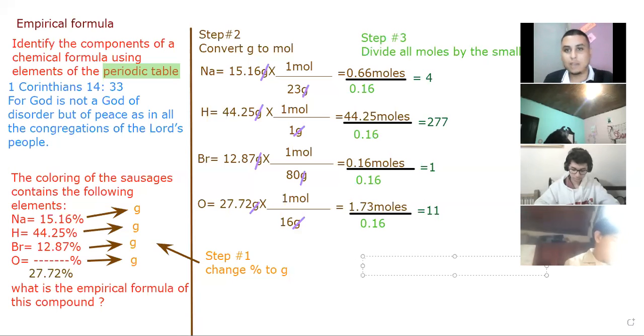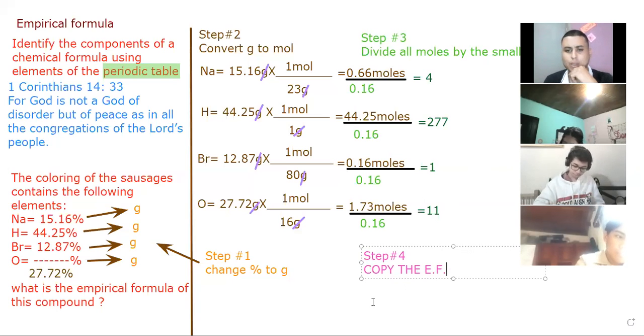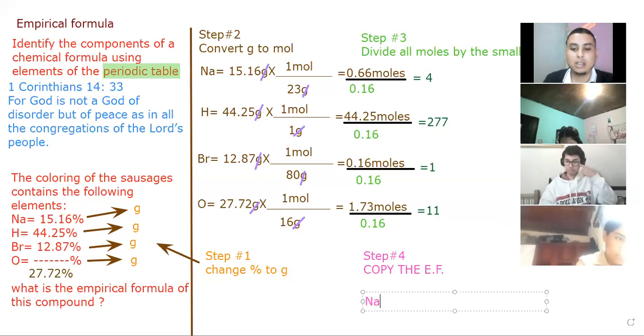And the step number 4, copy the empirical formula. Copy the empirical formula. Okay, we are going to start with the empirical formula. Which are the elements that contain this?